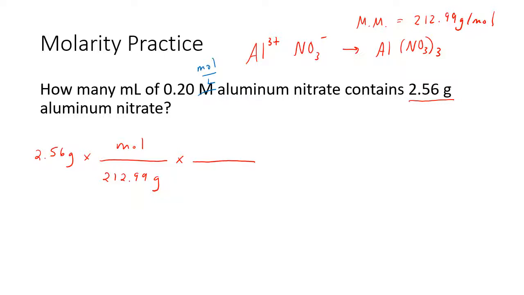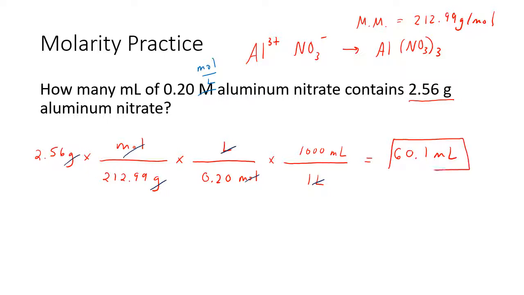Now we can use our molarity to take us from moles to units of volume. We know that the concentration is 0.2 moles per liter. So we're going to put our moles in the denominator, 0.20 moles per 1 liter. And then lastly, 1 liter is equal to 1,000 milliliters. Our liters cancel, our moles cancel, our grams cancel, and we'll be left in milliliters, which should be 60.1 milliliters of our aluminum nitrate solution.